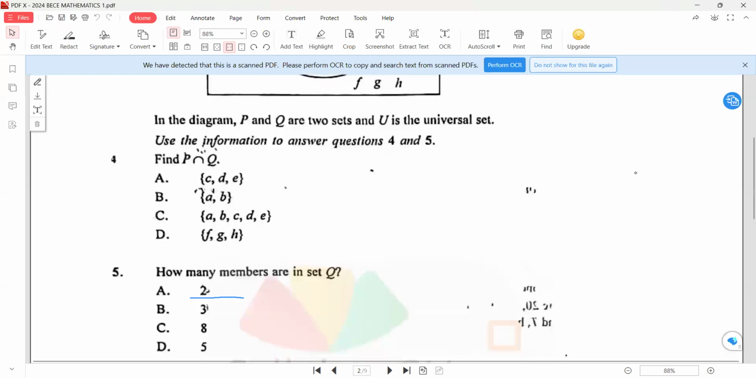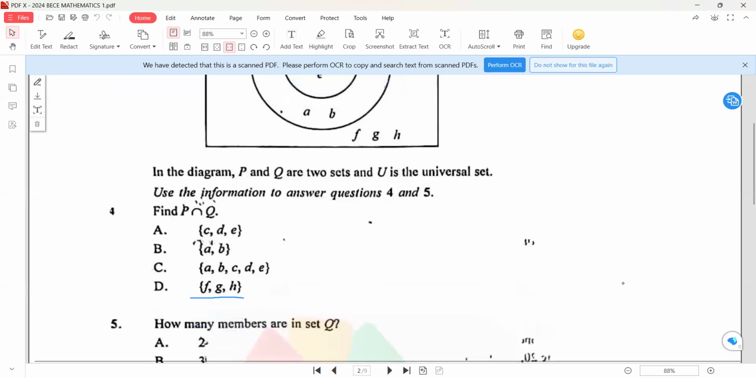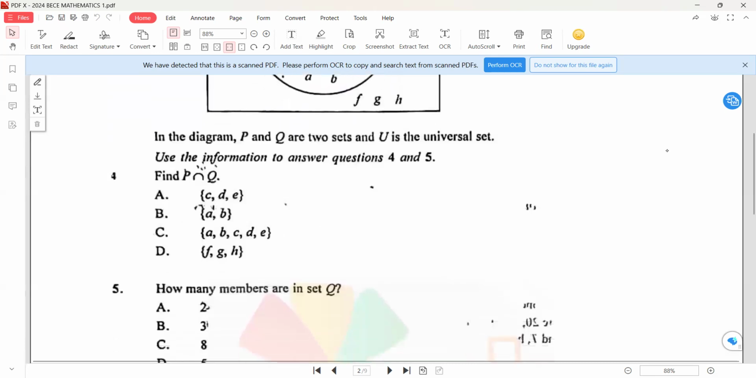All right. Number 5, how many members are in set Q? If you watch set Q, there are C, D, and E, and that is 3 members. So that is option B.